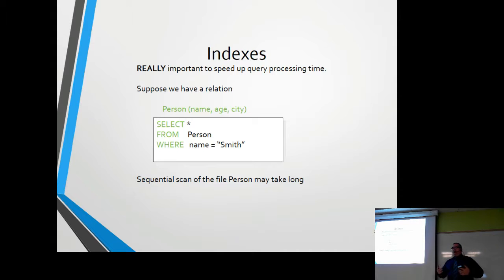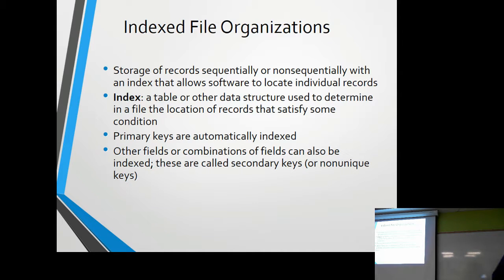Now, if you only have 100 rows, even 1,000 rows, that's going to take no time. There is actually no benefit to an index. If you've got 10,000 rows, 10 million rows, 35 million rows, that's going to take a long time. It's going to read every single row line by line by line. So one of the solutions is called an index. And it's called indexed file organizations.